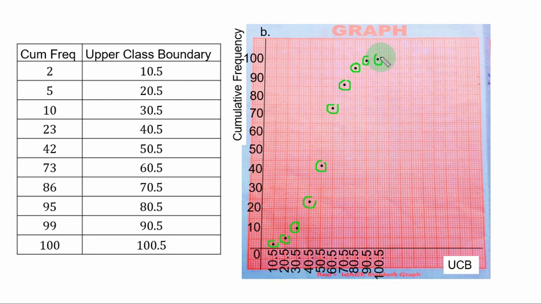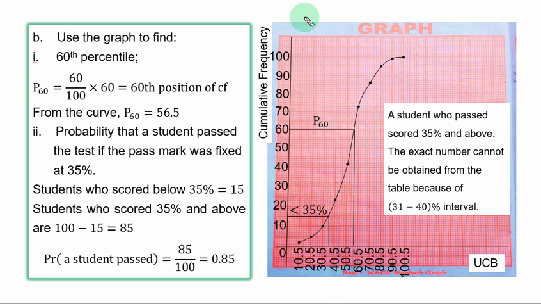Next thing is to join the various points together. What you must note is that the shape of this curve is always S. You can already see it from the plotting of the various points. All the points have been joined together. You can see the S shape clearly. So let's move to B part of the question.